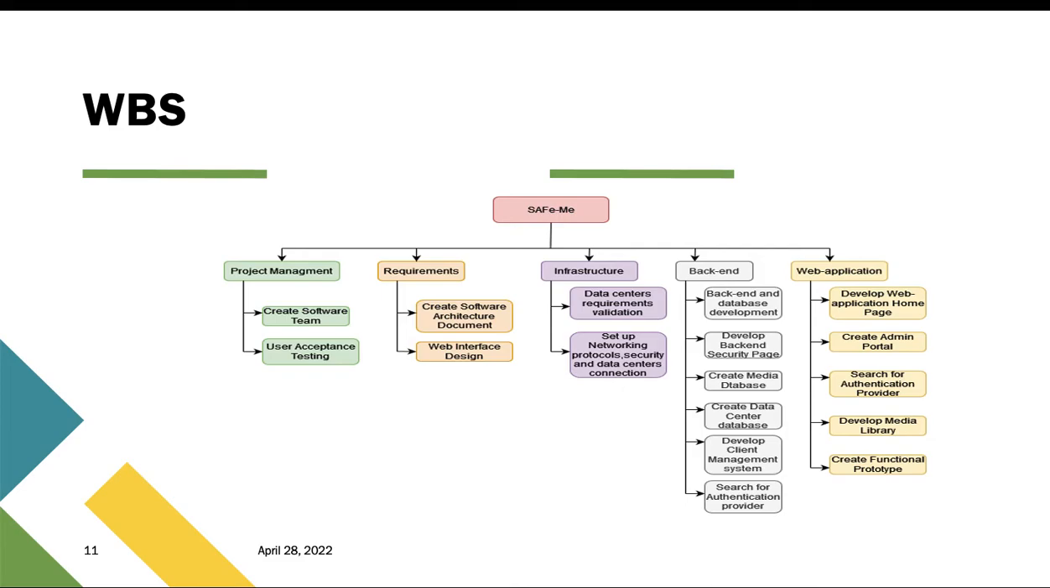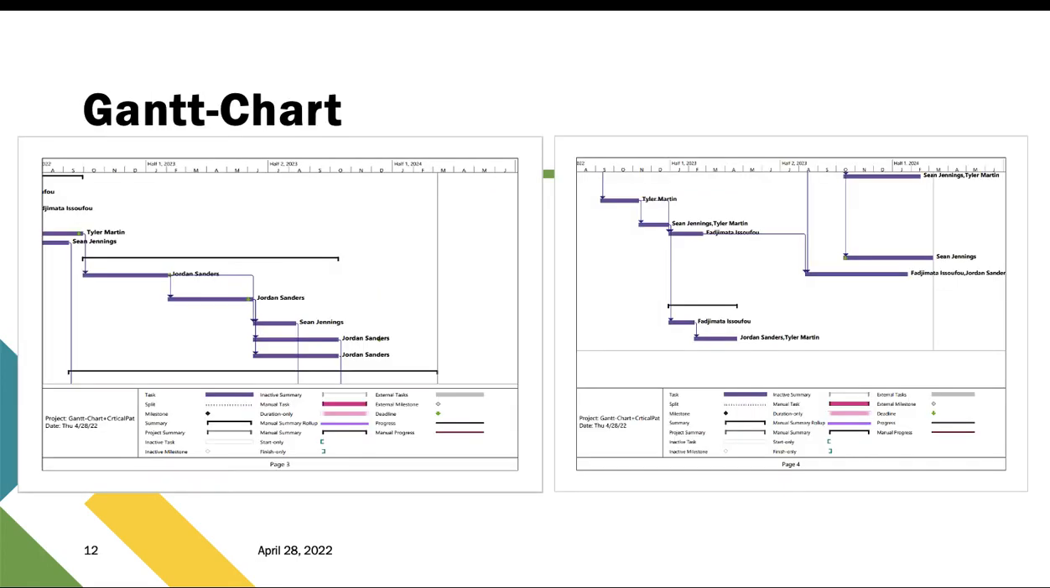Our last section within the work breakdown structure is the web application. To develop the web application homepage, create admin portal, search for authentication providers, develop the media library, and also perform the functional prototype, create the functional prototype.